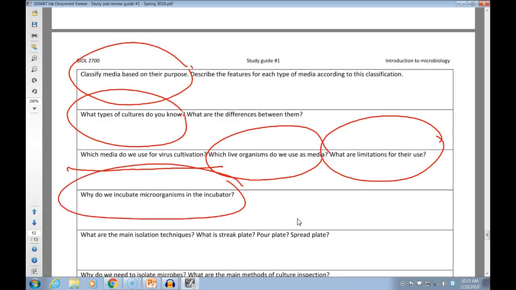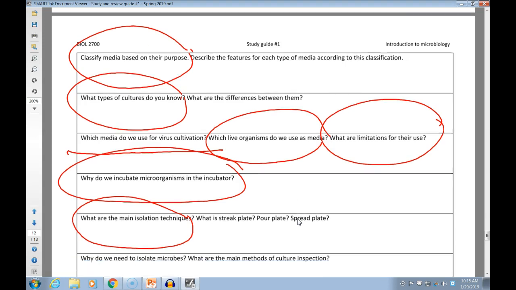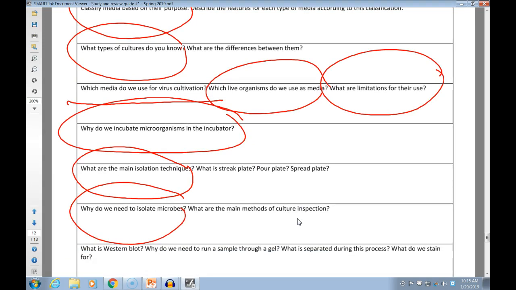Incubation happens to control the environment, to increase reproducibility of results and to compare results between different specialists. Main isolation techniques: streak plate, pour plate, spread plate. Note them. There will be a question. I will describe one of these methods and you will have to identify which one I am describing. Isolation is to separate different species. Culture inspection: microscopy, visual inspection, color, shape, and so on.